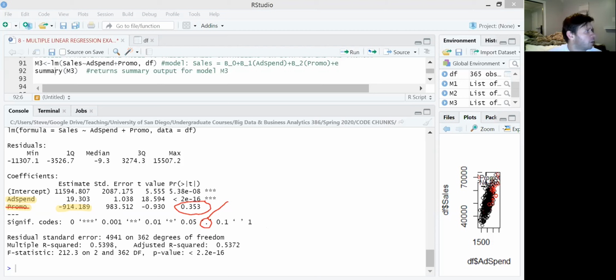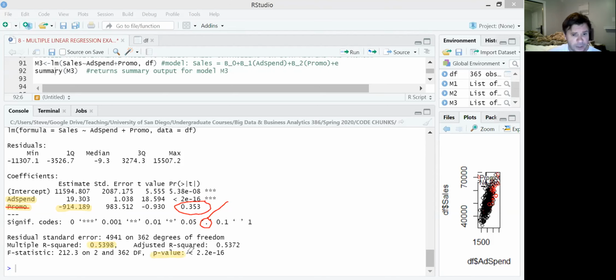The other thing you should note is the R squared here is a little bit higher than it was in the first model where all we controlled for was ad spending. I think it was just a little bit higher, up at about 54%.